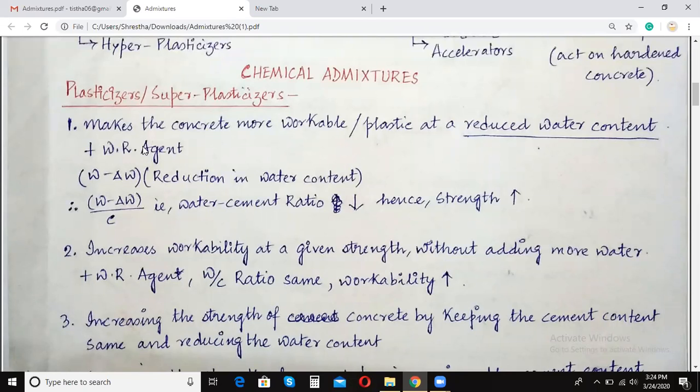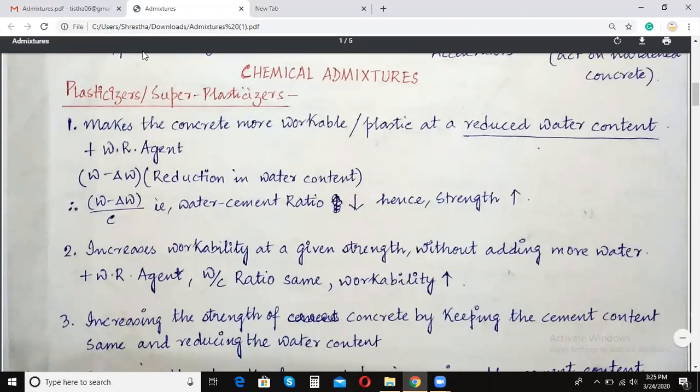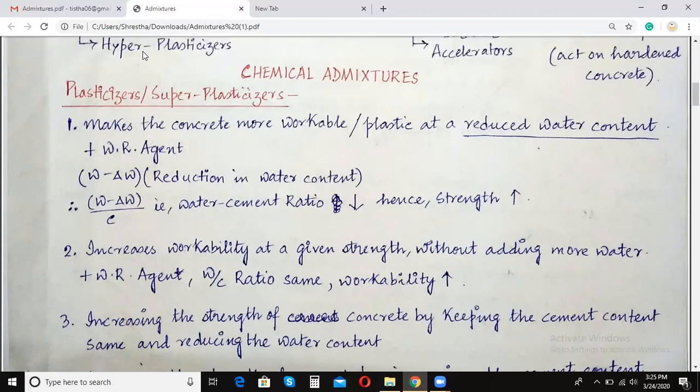So the first one is that when plasticizers are added to concrete, it makes the concrete more workable or more plastic at a reduced water content. So what does it mean? Suppose we are preparing concrete with a certain water cement ratio. Okay, this is my initial water cement ratio, but if I add plasticizer, we can reduce the water content to some extent. So suppose we are reducing the water content by delta W.